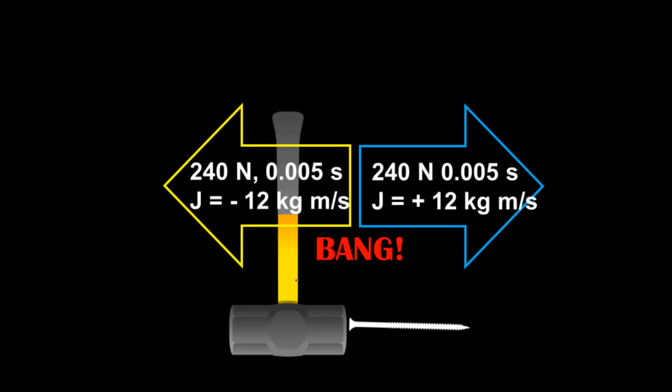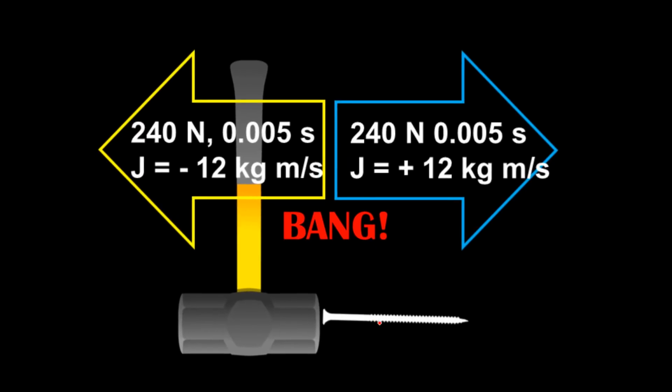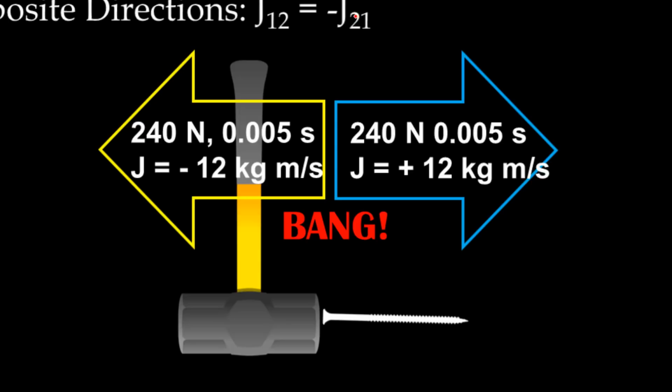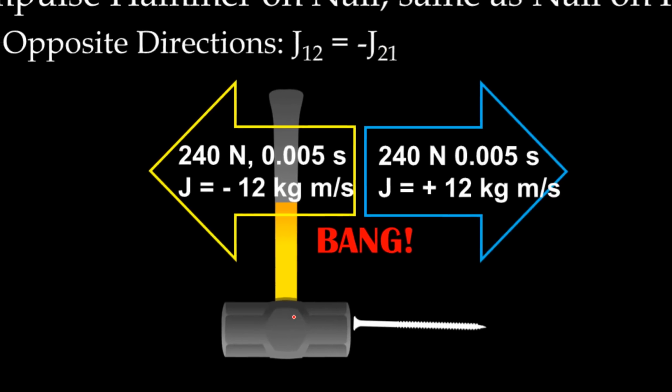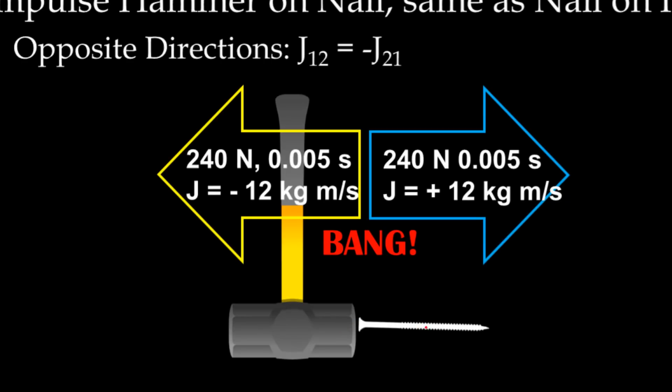We have a hammer moving, large mass, strikes a nail, standing still, small mass. The hammer hits the nail just as hard as the nail hits the hammer. The impulse of the hammer on the nail is the same as the nail on the hammer. The only thing that's different about it is the direction. In this case, the hammer hits the nail to the right, the nail hits the hammer to the left.